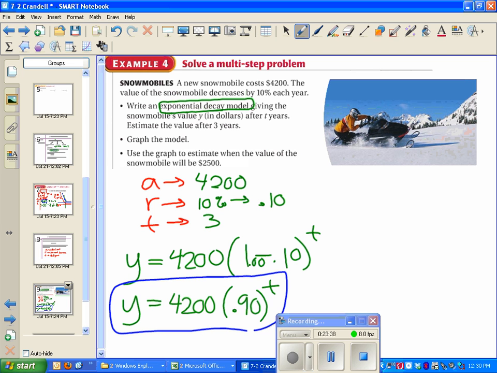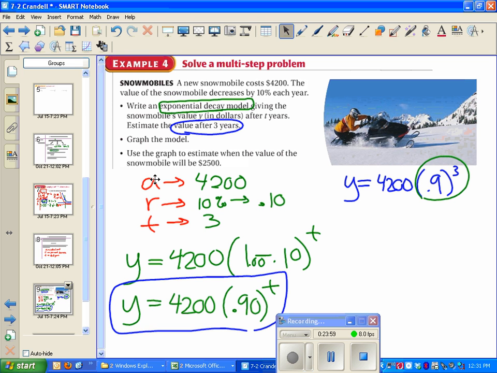That's the first step. And now we're going to estimate the value after 3 years. So that's when we replace the t with the 3. So we've got y equals 4,200 times 0.9 to the third power. Remember to do order of operations, so we do this part first and then multiply by 4,200. And you should get about $3,061.80. So that is what the snowmobile is worth in 3 years.